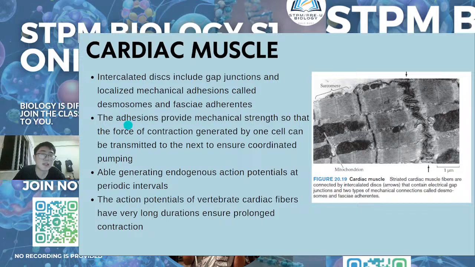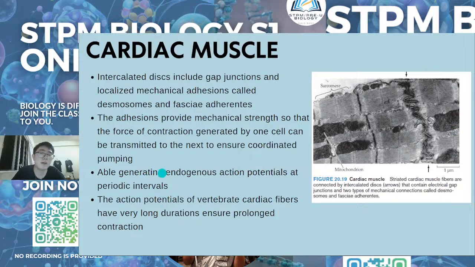So what is the function of this? The adhesion provides the mechanical strength so that the force of contraction generated by one cell can be transmitted to the next to ensure coordinated pumping. So this one is very important. Because it provides mechanical strength to the cardiac muscle, when there is an electrical impulse and force of contraction by one cell, the impulse can be transmitted to another muscle cell. So it ensures that all the muscle can contract, not that only this muscle contracts and this muscle does not.